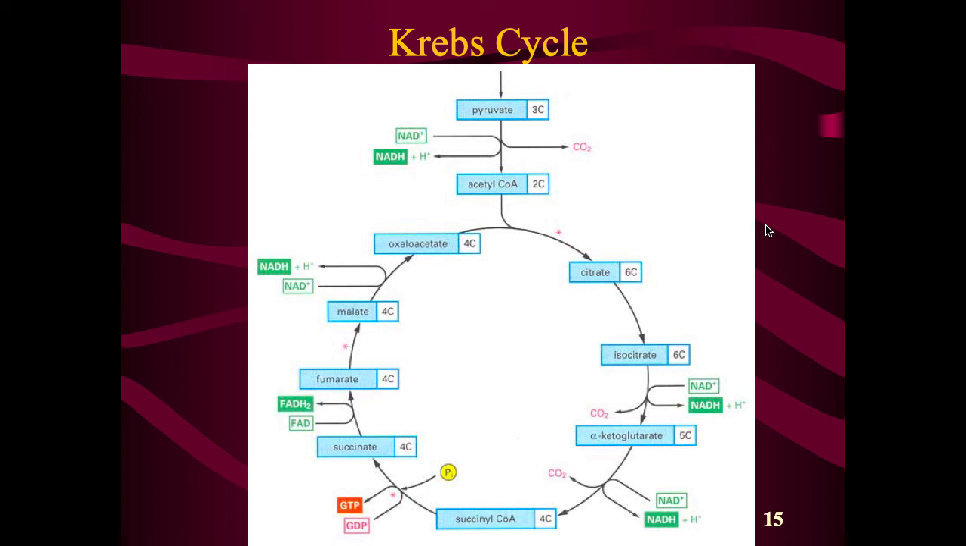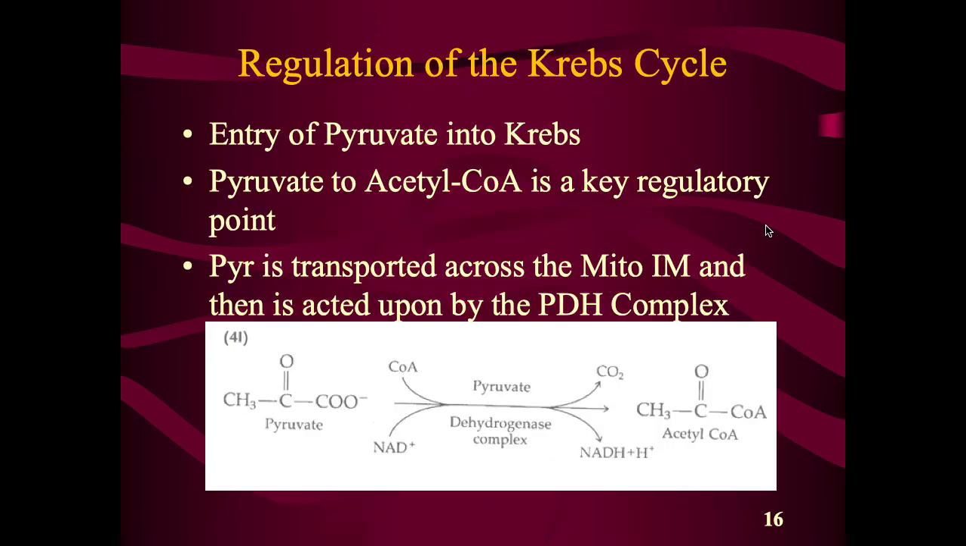Again, this is different in some cells. Some cells use FAD and they only end up with 4. That's why you get 36. But the liver uses the malate aspartate shuttle. Right? That's a lot of ATP per glucose molecule. So regulation of this is very important. So we'll start talking about that.